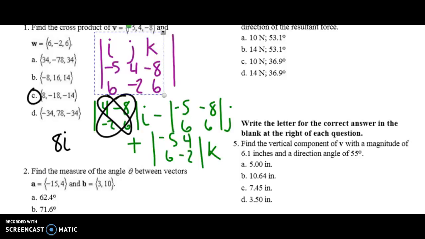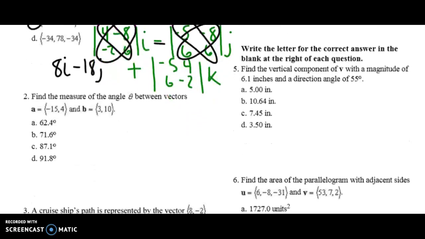If I want to check my answers, I could. -5 times 6 is -30. 6 times -8 would be -48. So -30 minus a -48 would be 18. And then it's minus, so it would be minus 18J. And look, I bet the last one will be minus 14K.